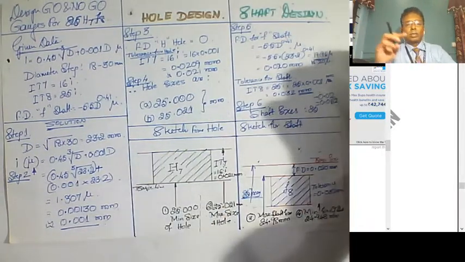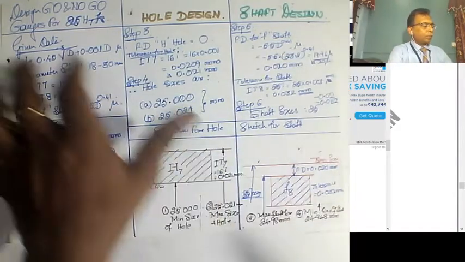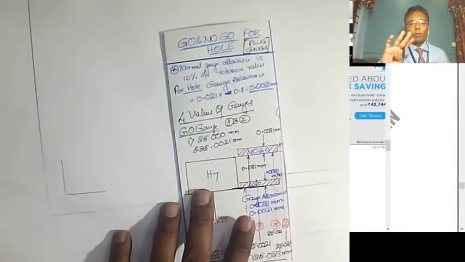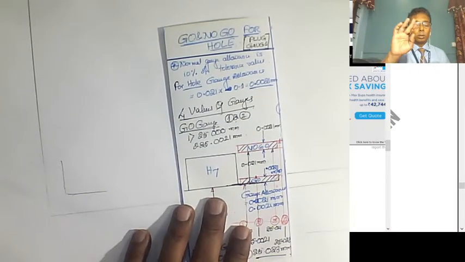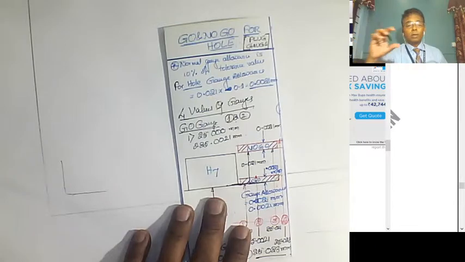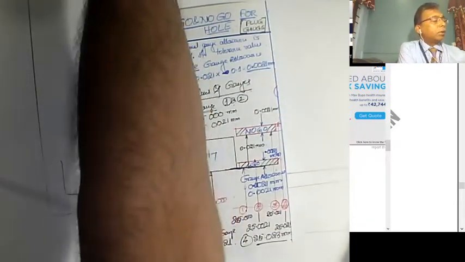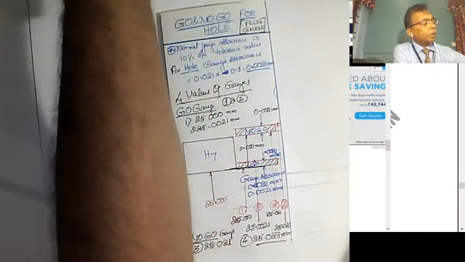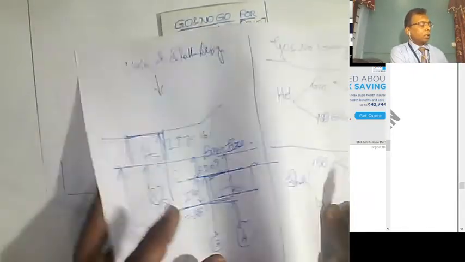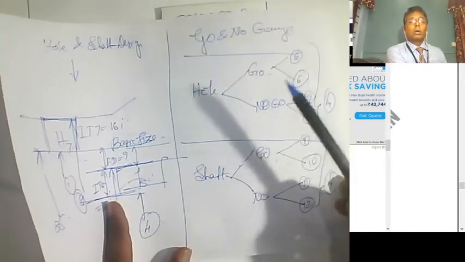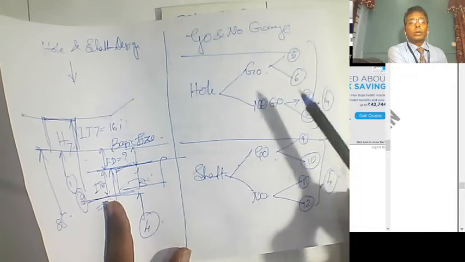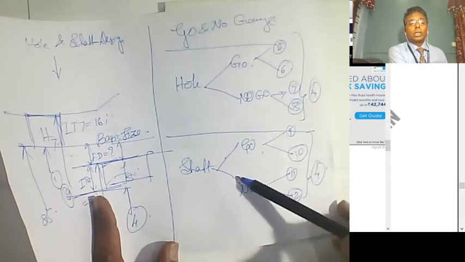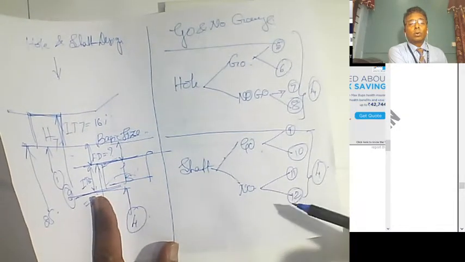Okay, next, go and no go gauge. Please note, two values for go gauge and two values for no go, totally four values you will have to identify for the hole, another four for the shaft. In case of the hole: go gauge, two values; no go gauge, two values. Shaft: go, two values; no go, two values. Okay.